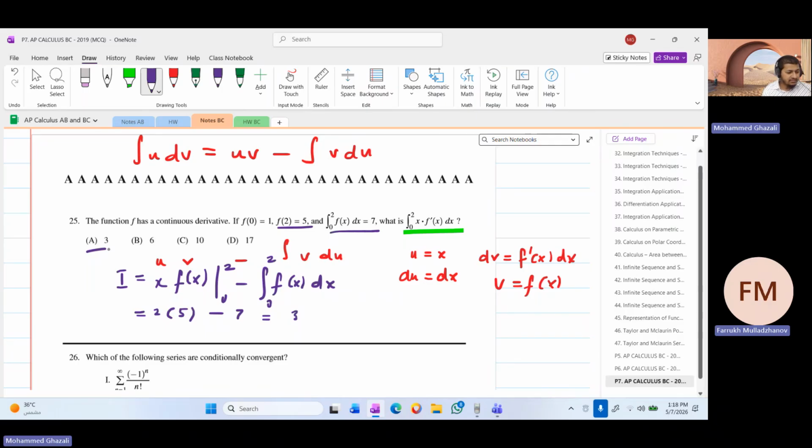Wait a minute, does that make sense? From 2 to 0, it will become like f minus 1, no? Oh, no, wait. They gave us this integral already. You don't need to integrate this. They give it. Okay, that makes sense. Yeah, there's nothing to evaluate here. That is already given. That value is 7. So that's it, done.